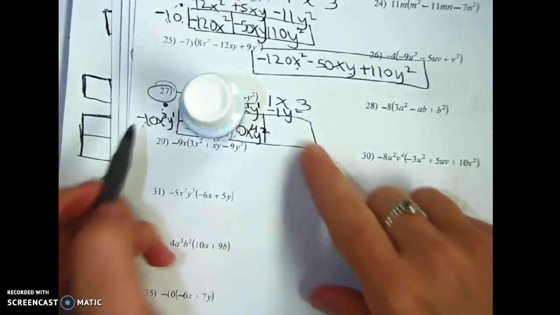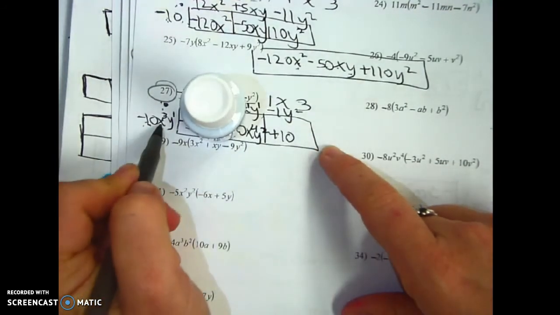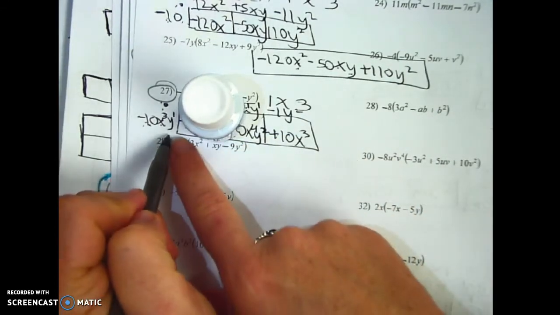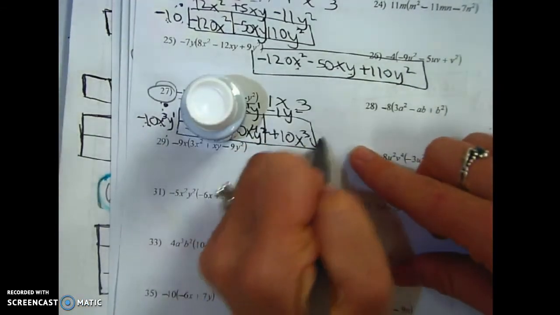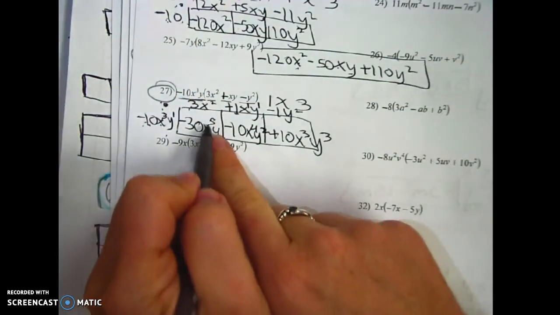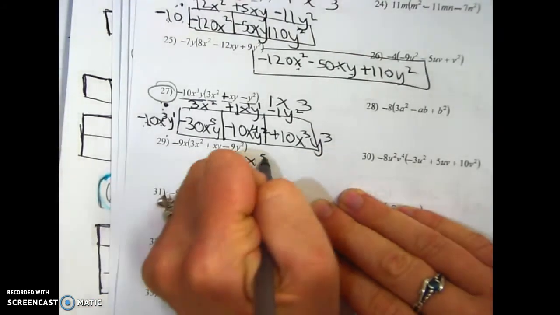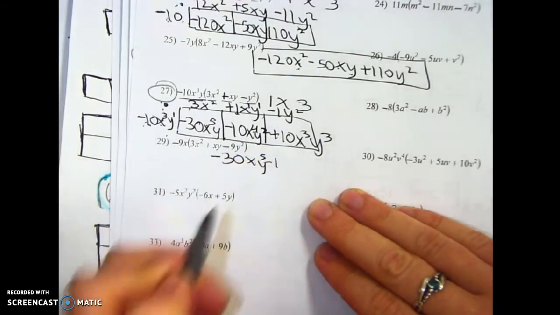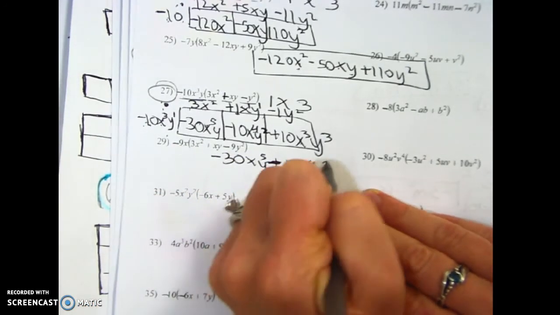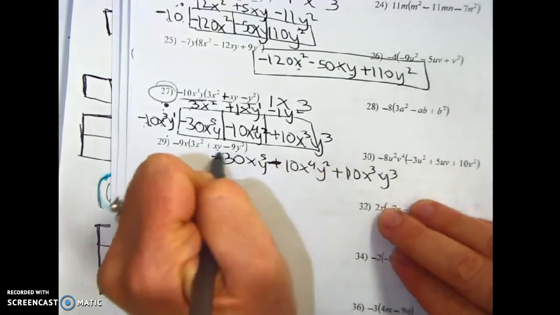Now let's focus on the third one. Negative 10 times negative 1 is positive 10. I have 3 x's and none here, so I've got 3 x's. I have 1 y here and 2 y here. I have 3 y's. Now remember, the x's beat out the y's, so 5, 4, 3. It's in order. Oops, make sure you copy it down right. Minus 10x to the 4th y squared plus 10x cubed y cubed.